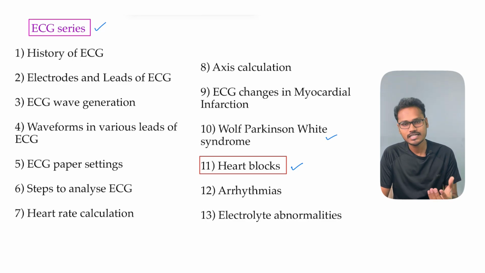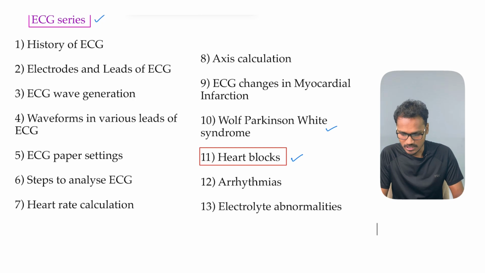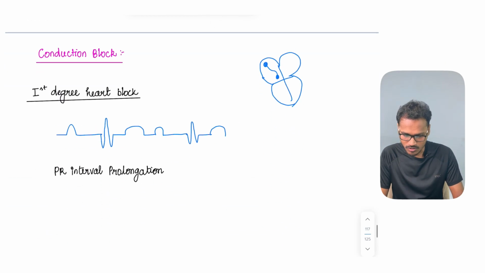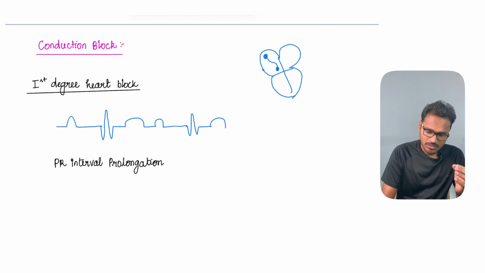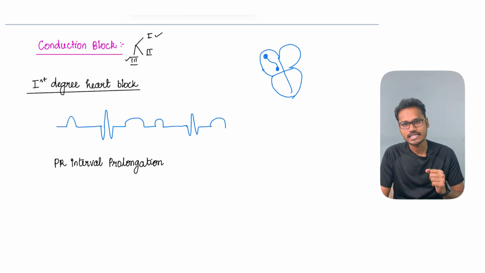So we will be understanding what the different types are and what the classical ECG findings are in these heart blocks. First, the conduction blocks are generally divided into three different types: 1, 2, 3. Obviously, it's easier to remember. First degree heart block, second degree heart block, and third degree heart block. We will discuss the first and third, then go on to the second, because it's easier to understand that way.